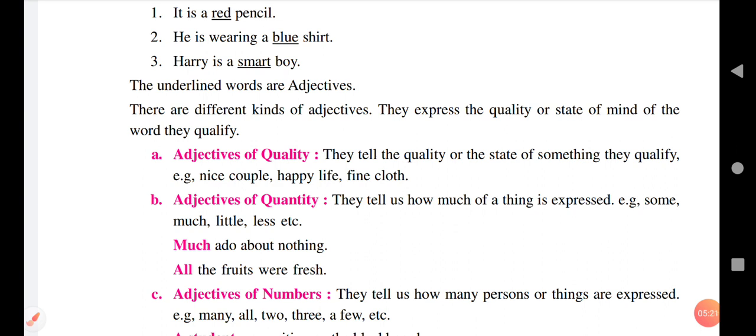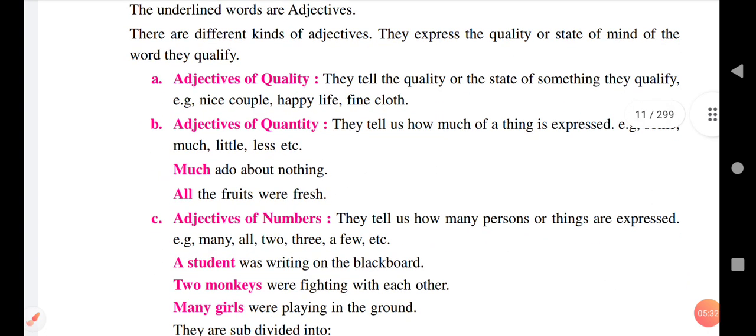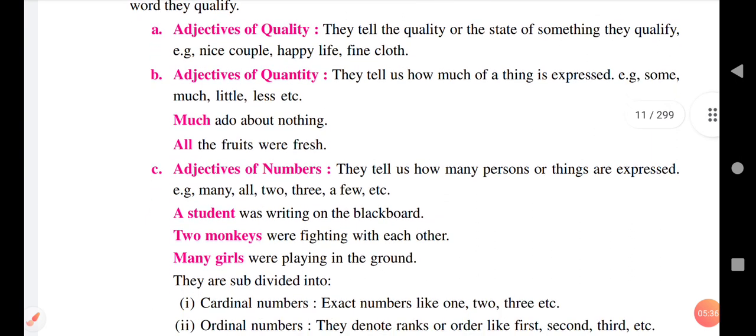B. Adjectives of quantity. They tell us how much of a thing is expressed. Example: some, much, little, less, etc. Much ado about nothing. All the fruits were fresh. C. Adjectives of number. They tell us how many persons or things are expressed. Example: many, all, two, three, a few, etc.